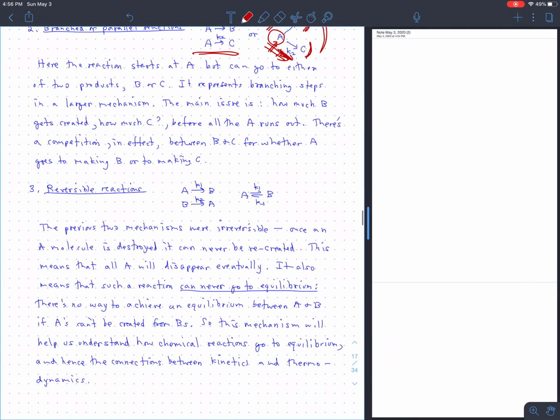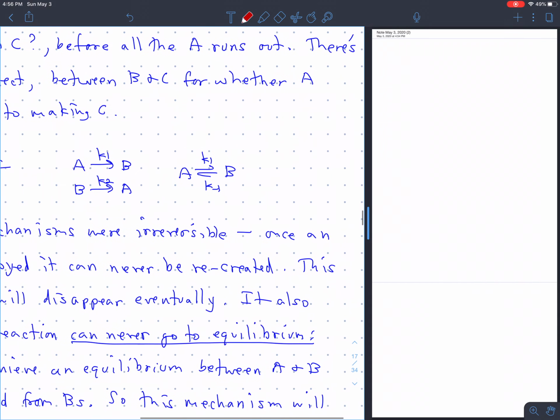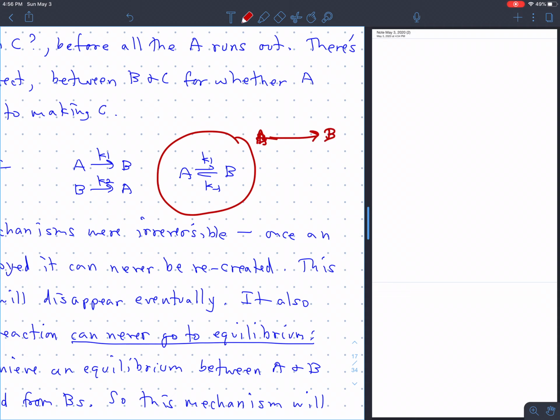The third case is probably the second most important case, or maybe the most important case, depending on how you view it. That's a case where you have a reversible reaction. You have A goes to B, but you also have B goes to A. And the importance of this case, and some very basic relationships come from this case, is that it allows both A and B to go to equilibrium.